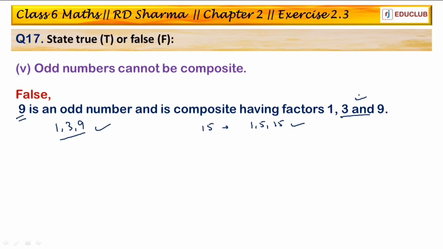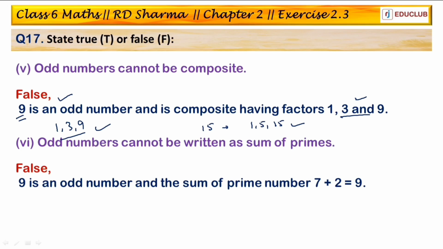So this is false. Next is odd numbers cannot be written as sum of primes. This is false because odd numbers can be written as sum of primes. Let us see one example. 9 we can write as 7 plus 2. 7 is a prime number, 2 is a prime number. So we can say odd numbers can be written as sum of primes. So this is a false statement.